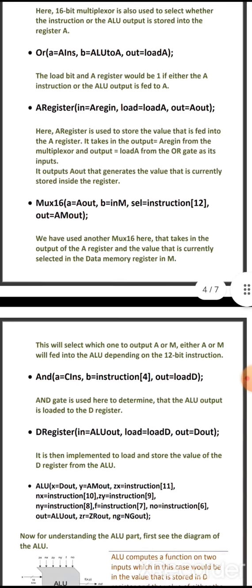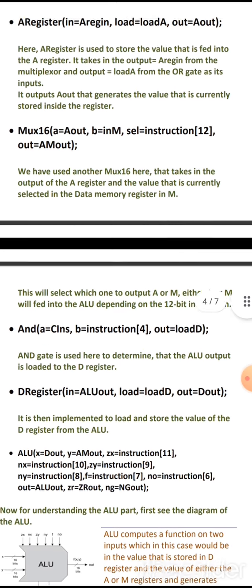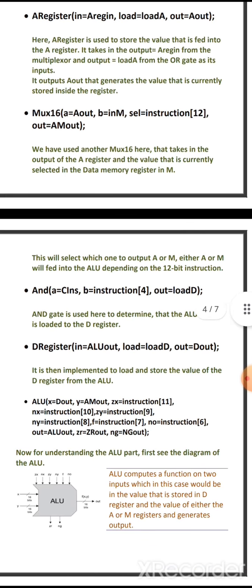We have used another MUX16 gate that takes in the output of the A register and the value currently selected in the data memory register in M. Now the output load D is used by the D register. It stores the value of the D register from the ALU.